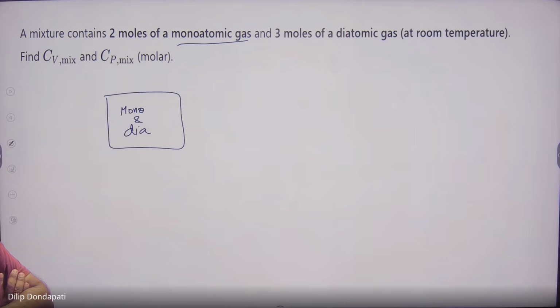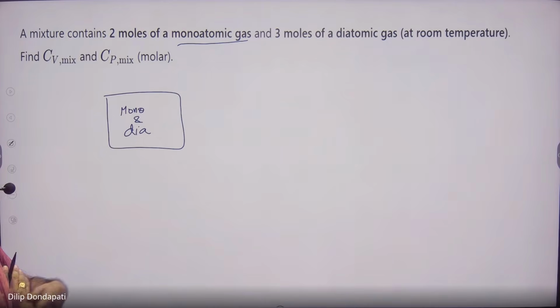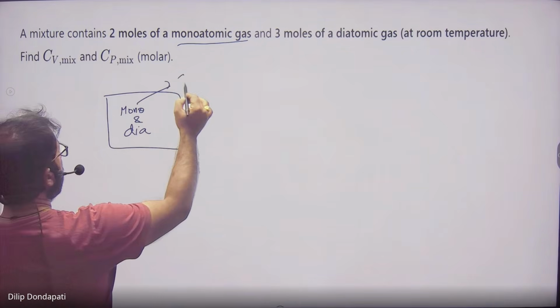Sir, 17.4. मानो कितना है? One second. ऑन द वीडियो सेंट्रल. Sir, CV is 17.4. Wrong. CV1 is how much? मोनो का CV1 बोलते हैं.